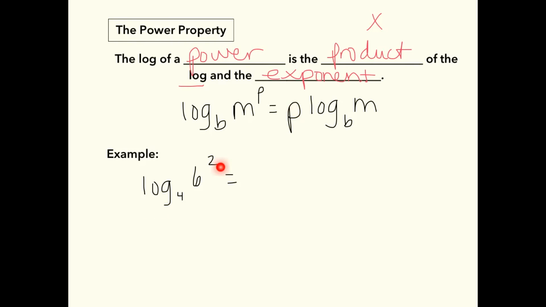So using this as our example, we've got 6 squared, so here's that exponent. We just have to move it in front of this log right here. So we moved it there. So 2 log base 4, 6.